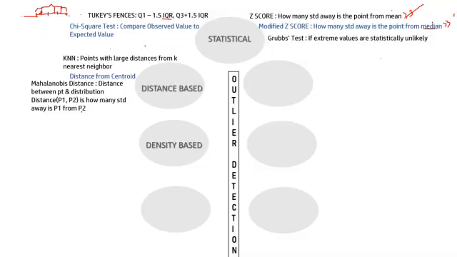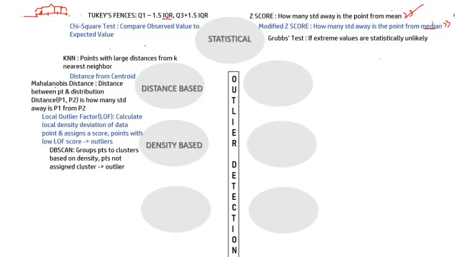Then there are some density-based methods like local outlier factor, which measures the local density deviation of a data point and assigns a score, and the points which have a low local outlier factor score are flagged as outliers. Then you have DBSCAN, where you group the points into clusters based on density, and outliers are the data which don't belong to any of the clusters.